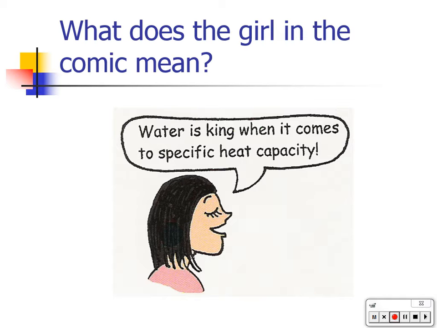But to answer the last question, right? Explain what the girl means in her statement by using some practical examples. Water is king when it comes to specific heat, meaning water has a very high specific heat value, right? And that basically can mean two things for us, right? What does it mean about water having a high specific heat? That means it does what? Takes longer to warm up, but it also takes longer to cool down, right?